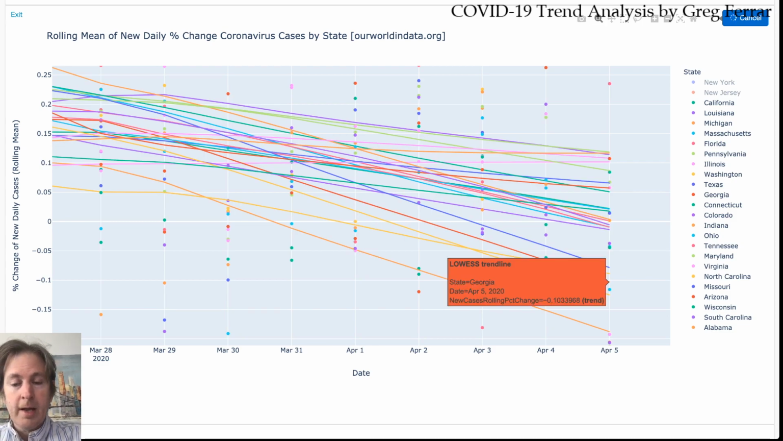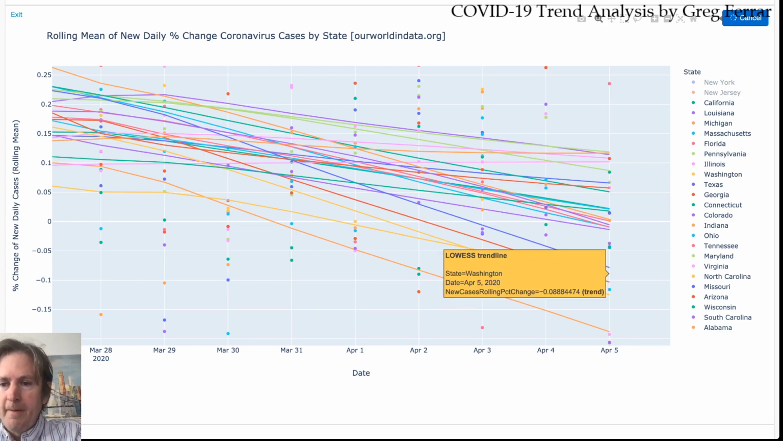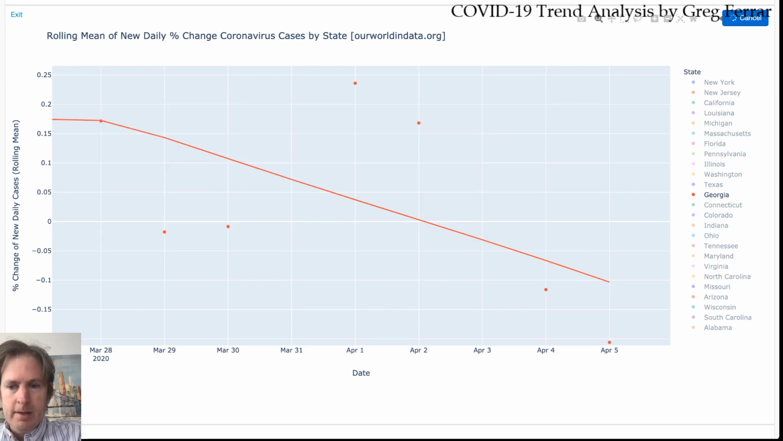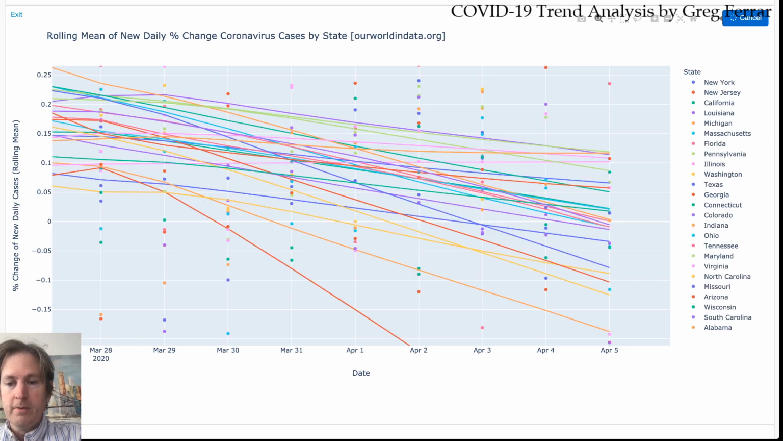And so Georgia, in spite of not sheltering in place, on a statewide level anyway, is doing very well. 20% growth in new cases, 10% growth in new cases on its most recent days. Georgia is doing very well. Oops, I turned those on again by mistake.